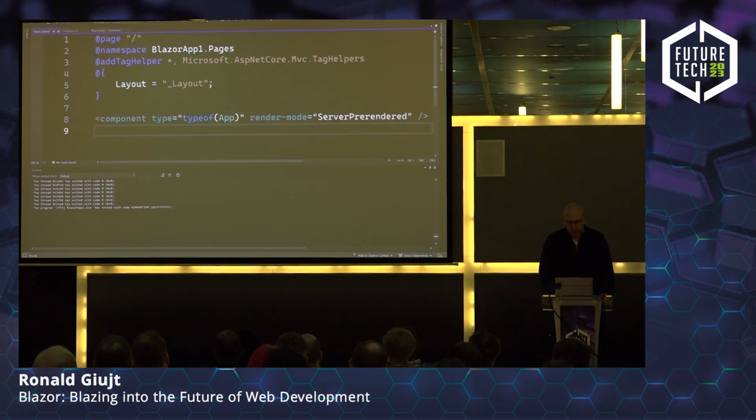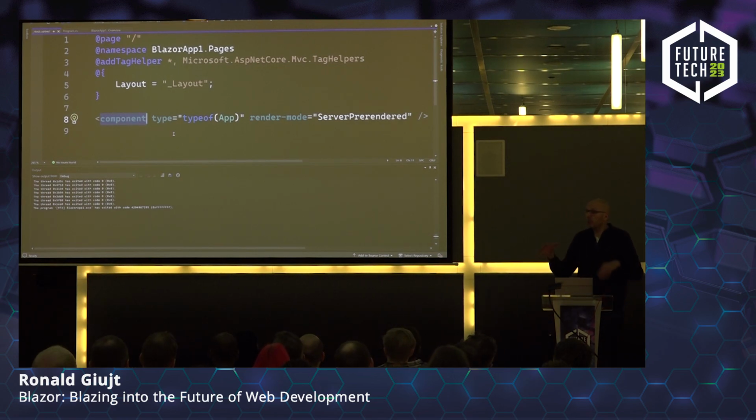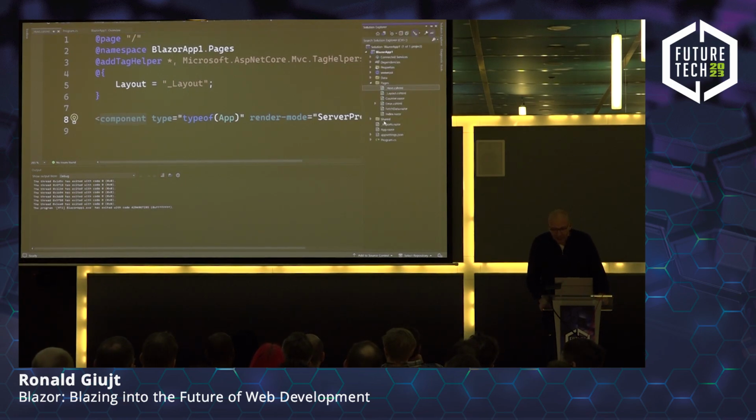It uses a layout page, just a normal ASP.NET Core layout page you also use with MVC and stuff. And it uses this component tag helper that says, okay, please render the component app here. So app is our startup component, it's our mother component, our root component, right? Or father component, because diversity, right? Have to be careful.